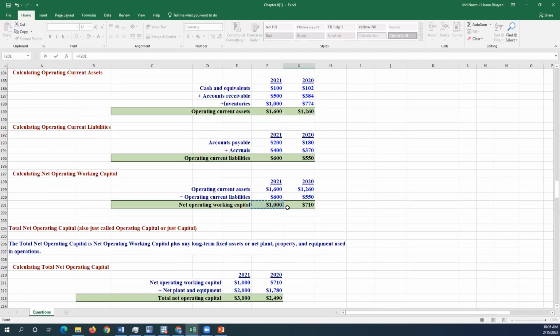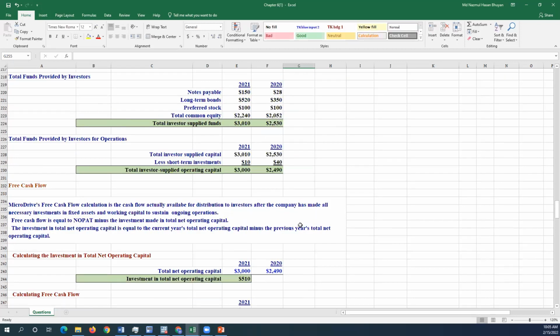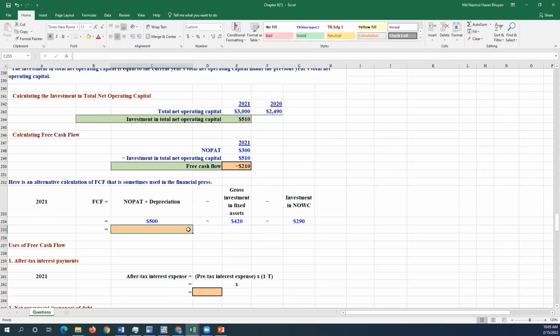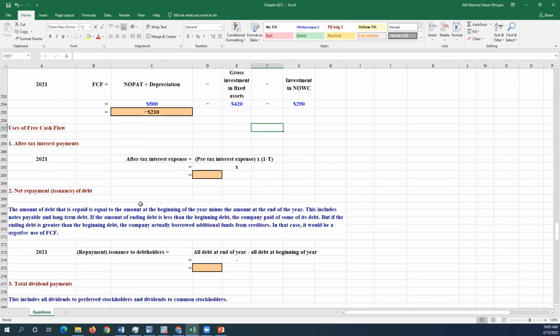So net operating working capital from the year 2020 to 2021. Now let us calculate free cash flows. So operating cash flows minus investment in fixed asset minus investment in net operating working capital, and again you can see free cash flow with the firm is negative $210. Okay. Now let us see how the firm uses its free cash flows in the year 2021.